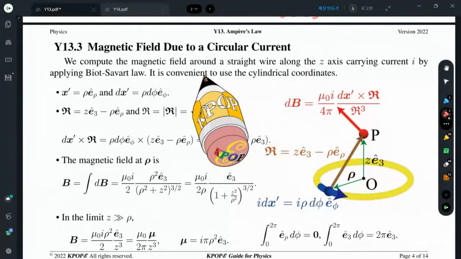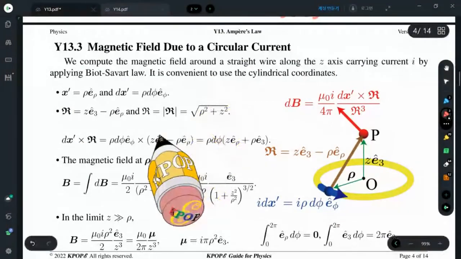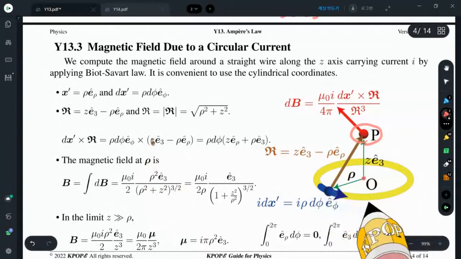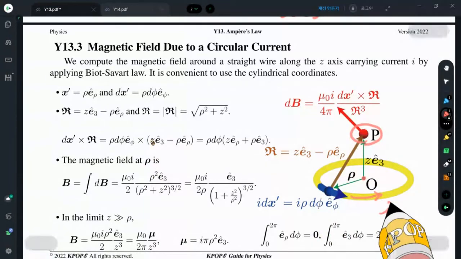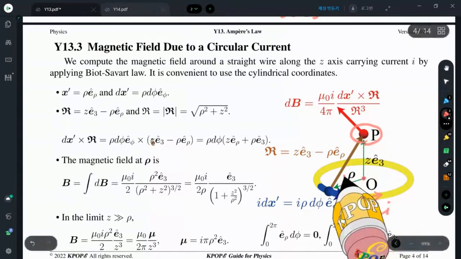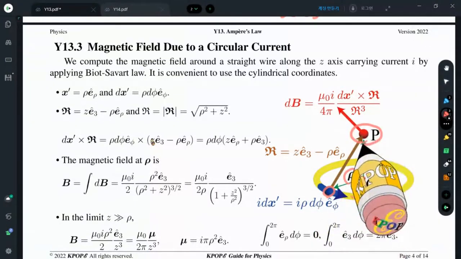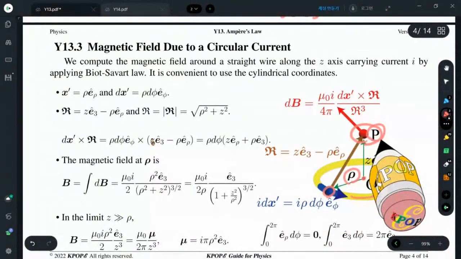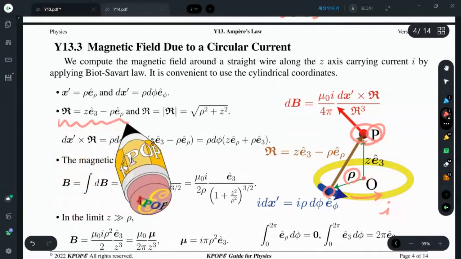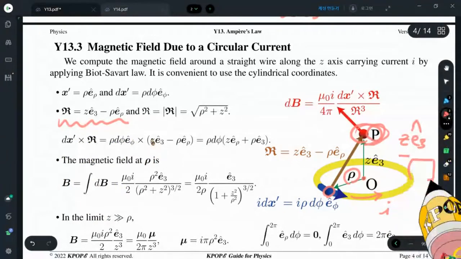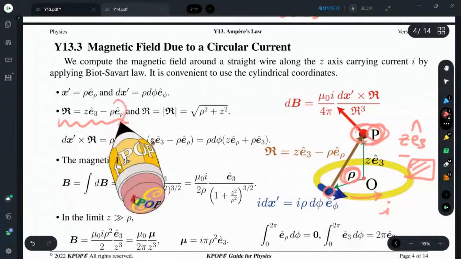Magnetic field due to a circular current. We have a field point just above the center of a circle in which current I is flowing. We have a source at rho, and we have a field point P on the z-axis. Okay, so the displacement is z e3 subtracted by the source rho.